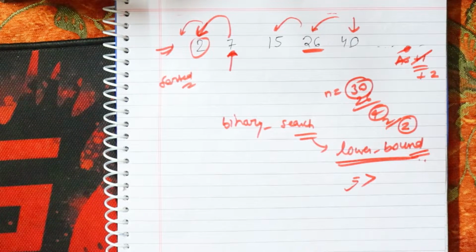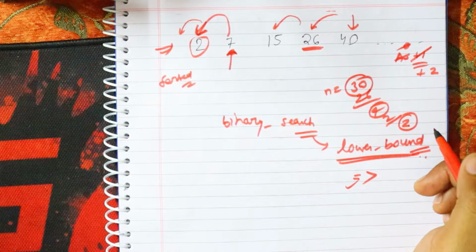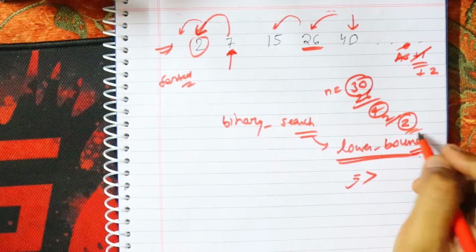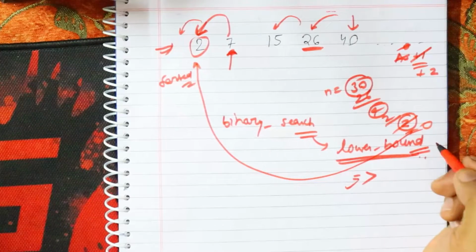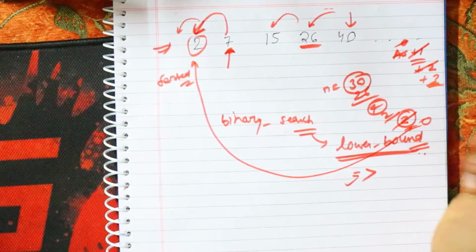Now what are the remaining cards? 2. It will search again. Now it will mark it here. Okay, it is 2. Now the remaining will be 0 and it will plus 1 again. So it will be 3.